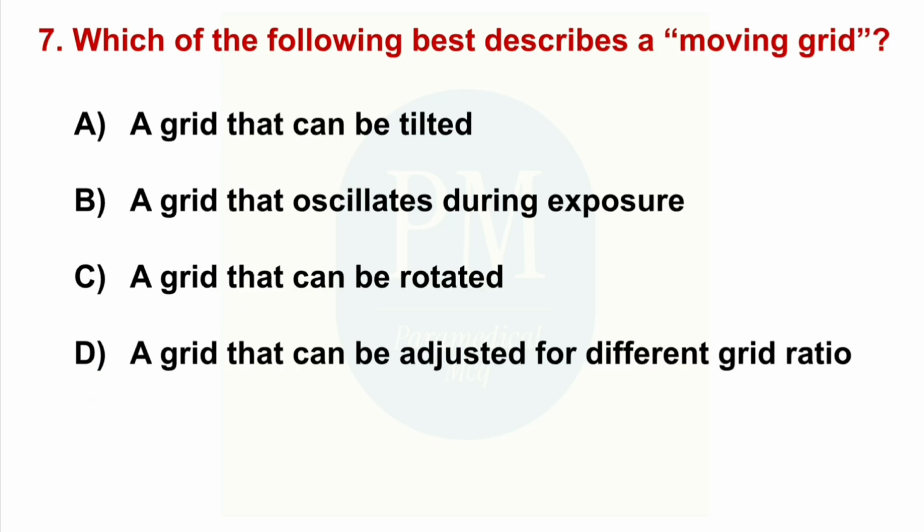Which of the following best describes a moving grid? Option A, a grid that can be tilted. Option B, a grid that oscillates during exposure. Option C, a grid that can be rotated. Option D, a grid that can be adjusted for different grid ratio. The correct option is option B, a grid that oscillates during exposure.